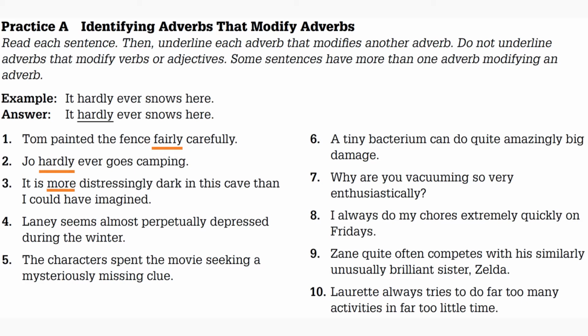Number 3, more. Number 4, almost. Number 5, mysteriously. Number 6, quite. Number 7, so. And also here we have another one, very. So is describing the adverb very, and the adverb very is describing another adverb, enthusiastically. So since we have two cases, we underline both of them, but remember, they both modify other adverbs.